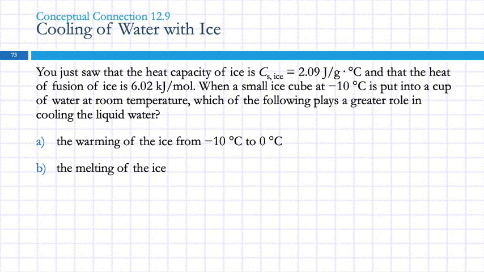This is a conceptual question, though. You just saw that the heat capacity of ice is 2.09 joules per gram degree Celsius, and that the heat of fusion of ice is 6.02 kilojoules per mole. When a small ice cube at negative 10 degrees Celsius is put into a cup of water at room temperature, which of the following plays a greater role in cooling the water? Is it the warming of the ice from negative 10 to 0, or is it the melting of the ice?